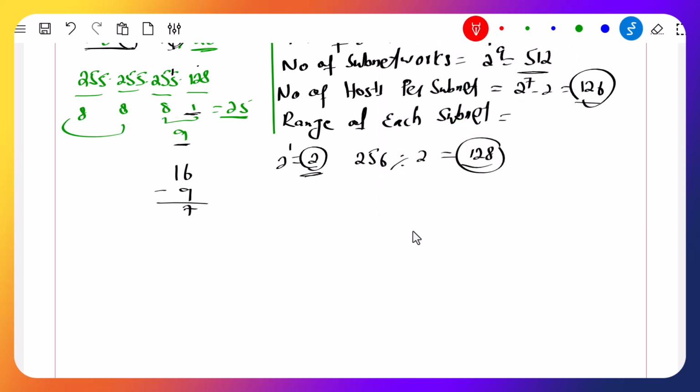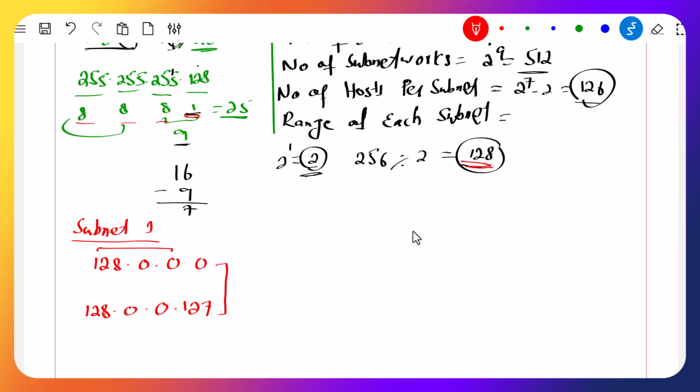Okay, how can I write it? Very simple. Subnet 1: 128.0.0.0. Remember, now all these 3 octets belong to network, because 8-8-8. Okay, it's full. Here we have the combination at the fourth octet. So 0 to 128.0.0.127. So from 0 to 127 is equal to what? 128. That's why I told you it's very simple.